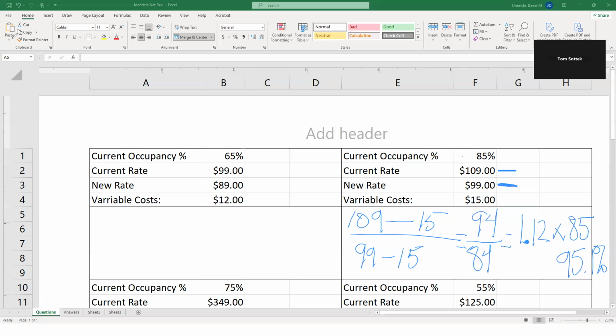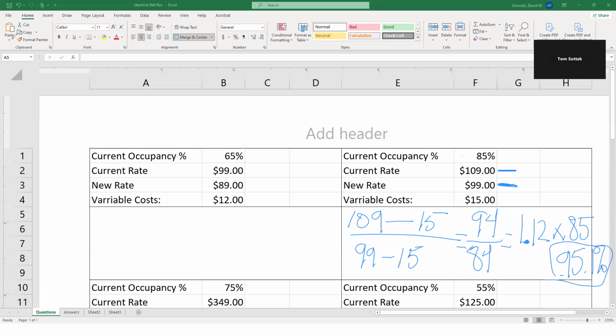in order to consider dropping my rate from 109 to 99. So the rest of the 8 questions are basically the same thing. Now, if you get an answer right here that is over 100%, is that feasible? No. So if it says, in order for me to drop my rate from 109 to 99, I have to go from 85 to 102%, I can't do 102%.